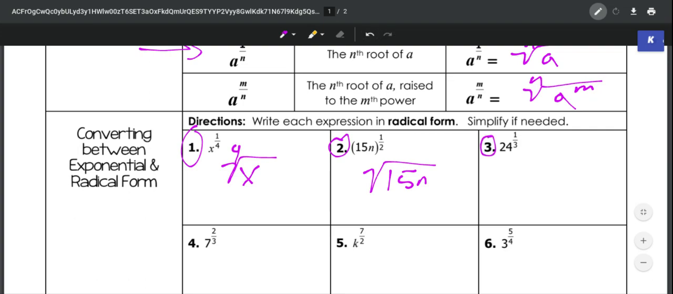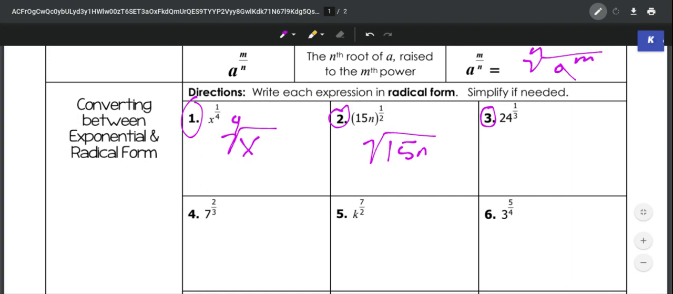And then the last one we'll look at is number 3. We've got 24 to the 1/3 power. So we're going to rewrite that. Anything with a fraction exponent is usually going to be a radical. The top of our fraction is 1, and the bottom, or the denominator, is 3. So that denominator is our index. We would rewrite this as the cube root of 24. So those are all pretty easy.